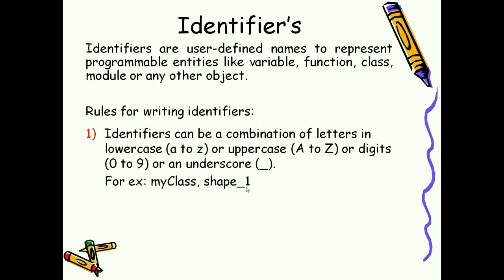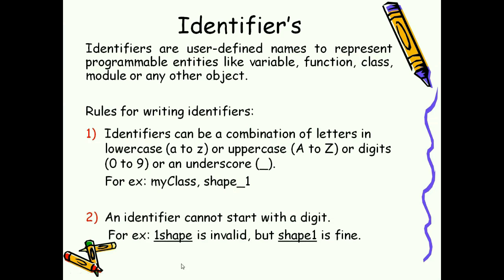Identifiers can be a combination of letters in lowercase a to z or uppercase A to Z, or digits from 0 to 9, or the underscore symbol. For example, myClass. Here my is small, then C is capital. Another example is shape_1. An identifier cannot start with a digit, so 1shape is invalid, but I can write shape1, which is fine.